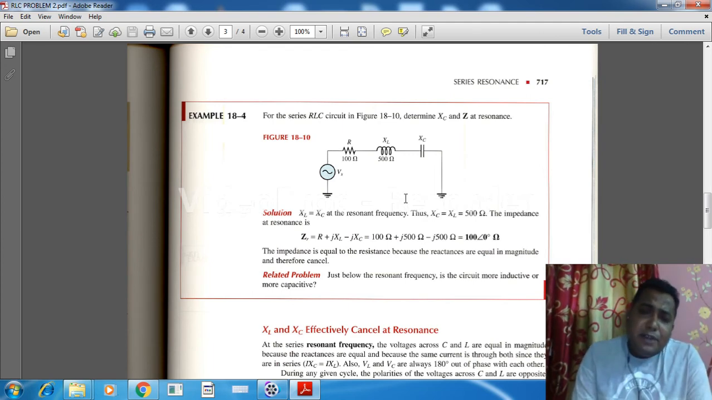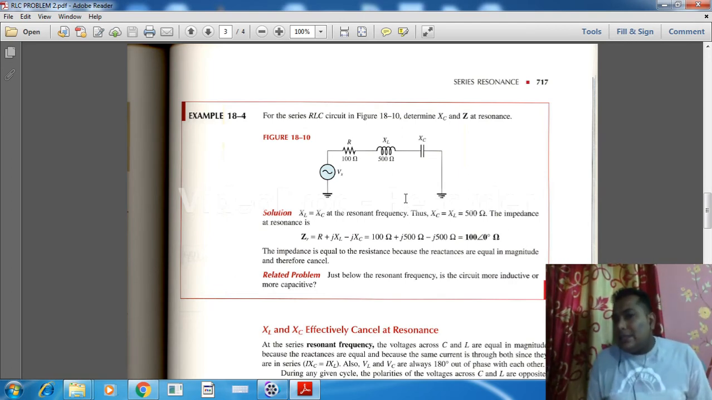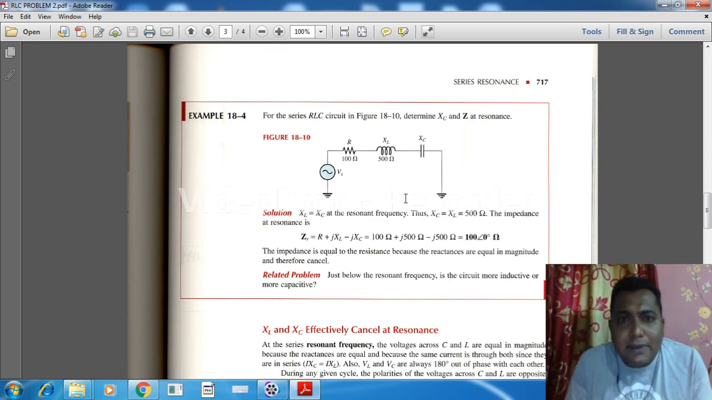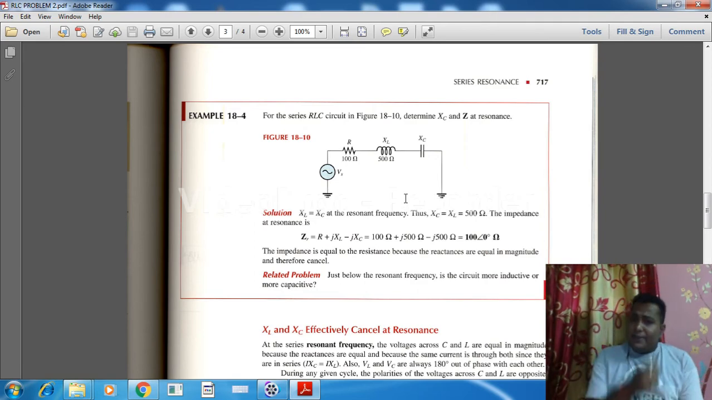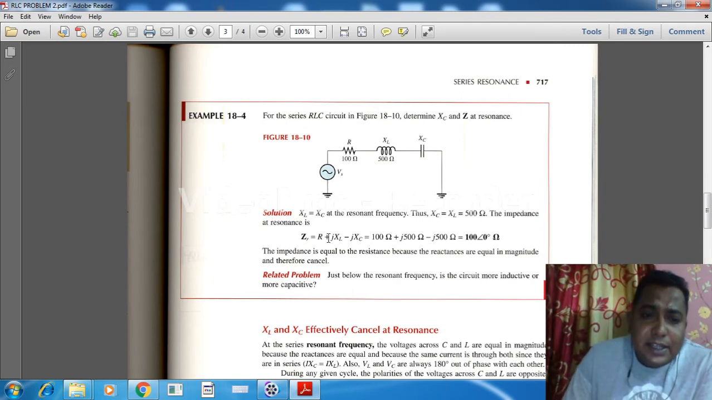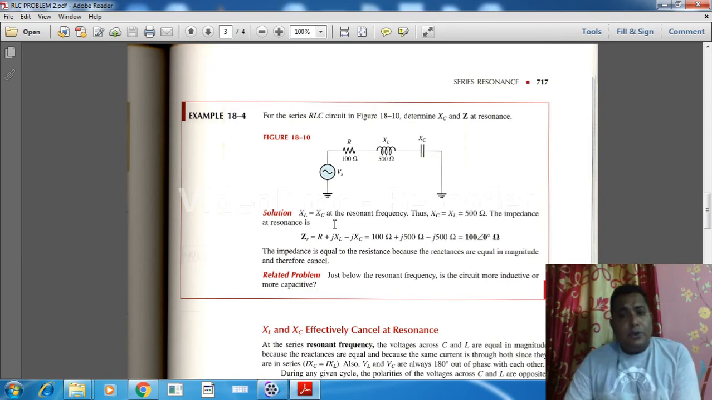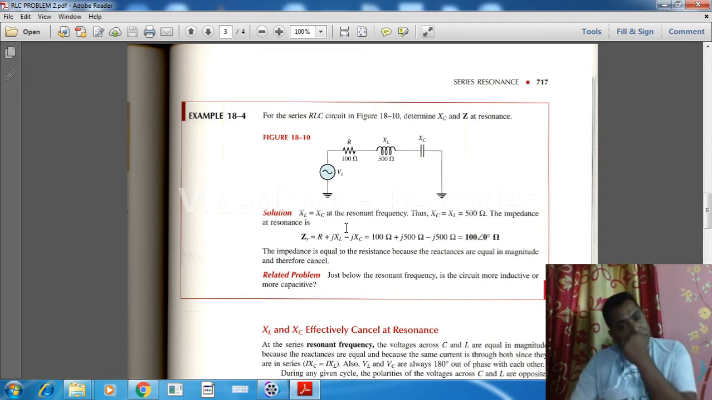So in this particular problem, XC value is not given, but XL value is given. Now if we know the concept, what is the concept? At the resonance condition, XC value must be equal to the XL value. So if XL value is 500 ohm, definitely this XC value will be 500. That's why it is written in the solution that XL is equal to XC at resonance frequency, and thus XC is equal to XL, that is 500 ohm.